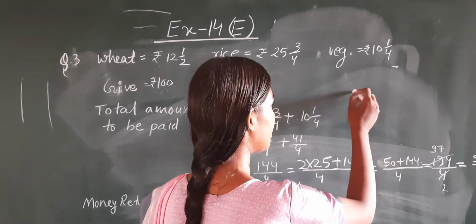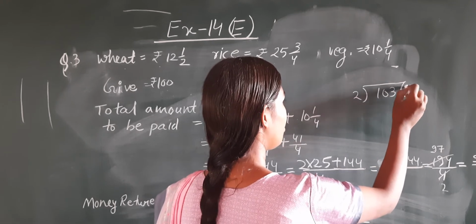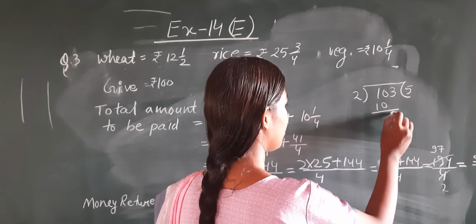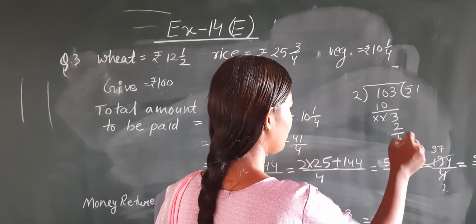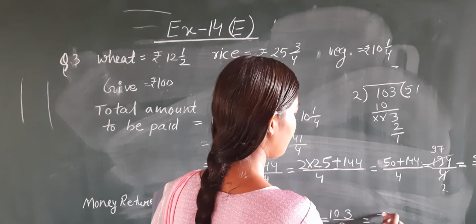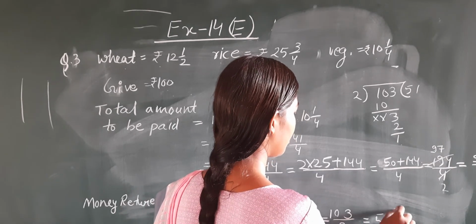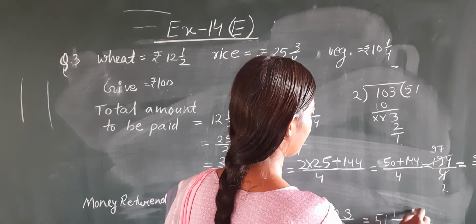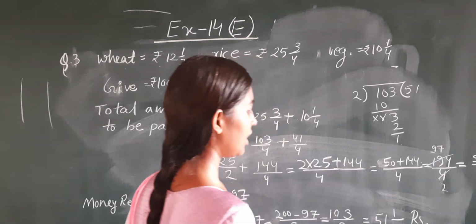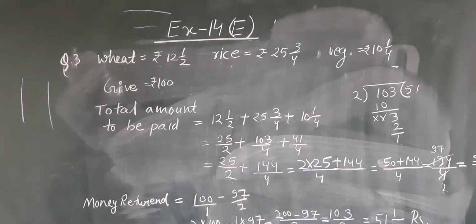Convert this into a mixed fraction. 2 5s are 10, 2 1s are 2, 1 is remaining. So 51 and a half rupees will the shopkeeper return you. Okay, the shopkeeper will return 51.5 rupees to you. Note down this one.